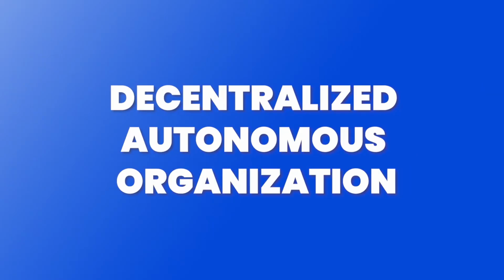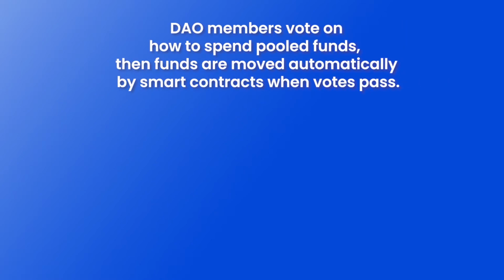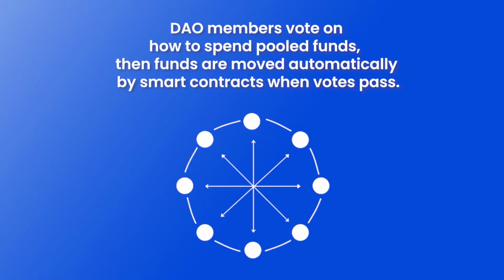NFT market. The first utility is called a DAO, or in other words, a decentralized autonomous organization. I know that can be a mouthful, but a DAO is simply where members come together to vote on how to spend a pool's fund. Then the funds are moved automatically by smart contract to that winning project when votes pass.